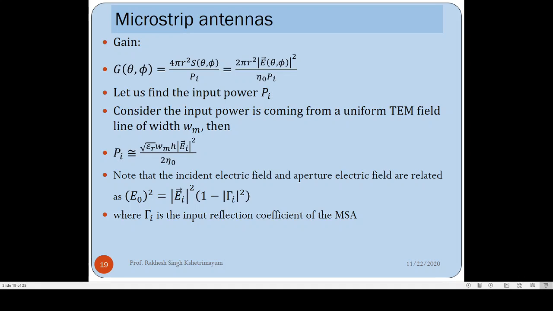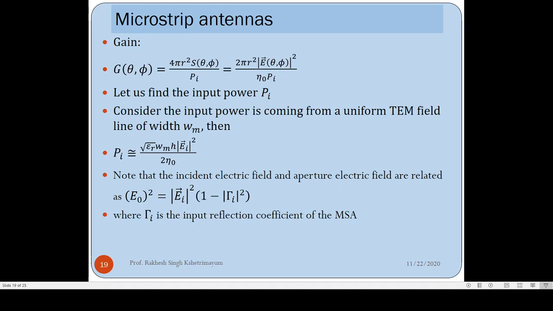From the PI you can find out what is E naught. E naught was the amplitude of the uniform electric field which was existing in the aperture. You can find out that E naught square is EI square times 1 minus gamma I square. Gamma I is the input reflection coefficient. So this is the incident electric field at the microstrip antenna.